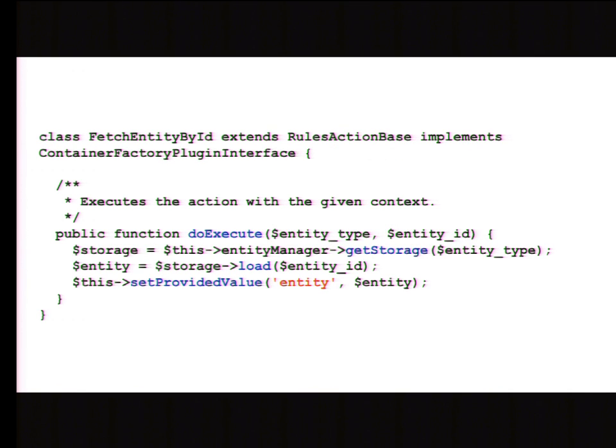Another example here is the fetch entity by ID action, which not only works with some context, but also provides context back to Rules. The entity that is loaded is provided back to Rules so that subsequent actions can also work with that entity. The way you do that is that you use the setProvidedValue method on the plugin to set the entity that you want to provide back. Similarly to the setProvidedValue method, there's also a getContextValue method for getting context. If you don't want to use the notation here, the context that is passed here is also available via getContextValue and the context name. So that would be an alternative way of doing it as well.